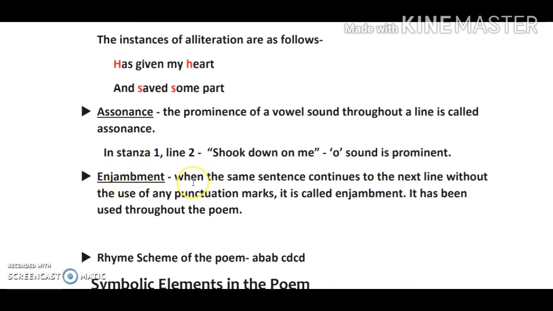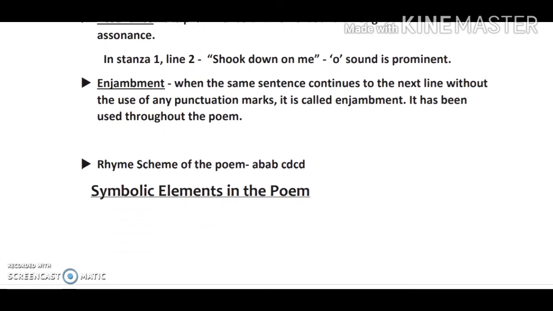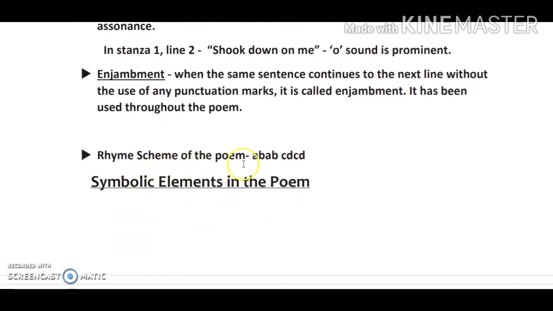Enjambment: when the same sentence continues to the next line without the use of any punctuation marks, it is called enjambment. It has been used throughout the poem. Rhyme scheme of the poem: AB, AB, CD, CD.